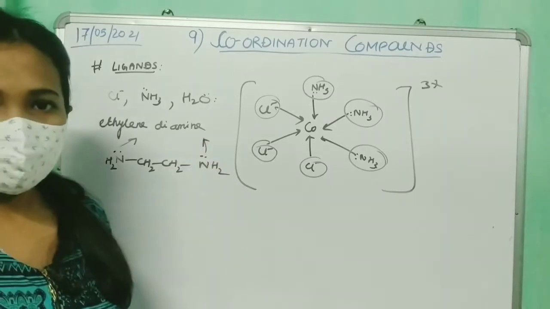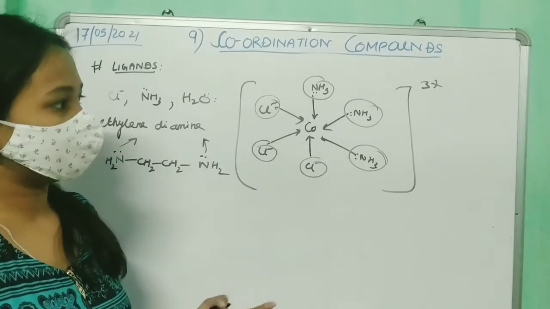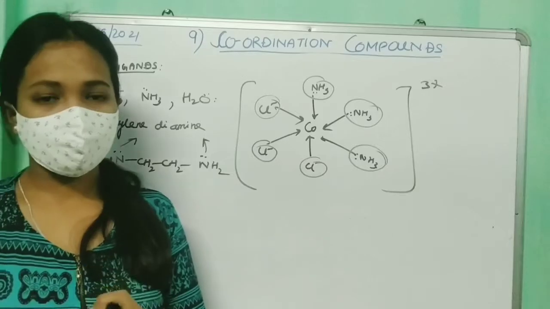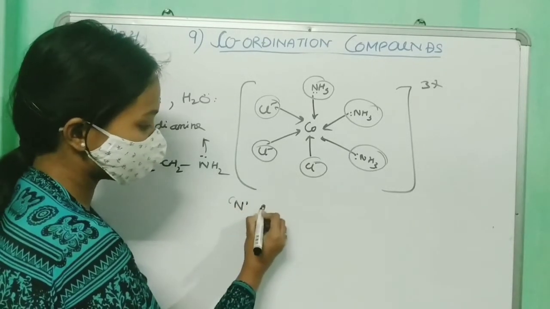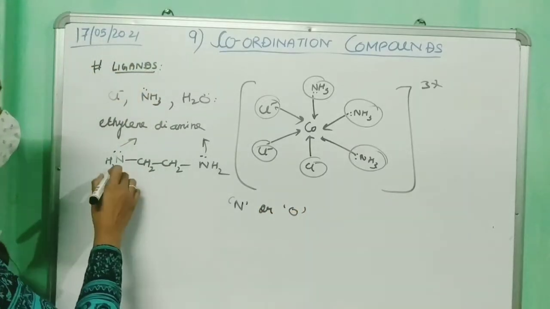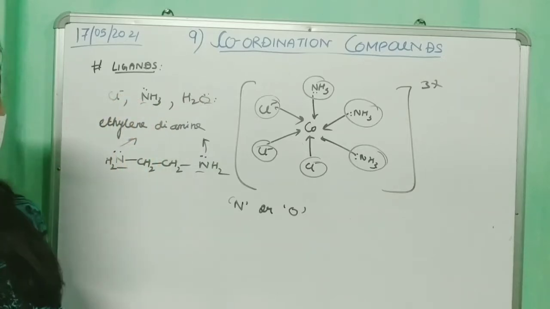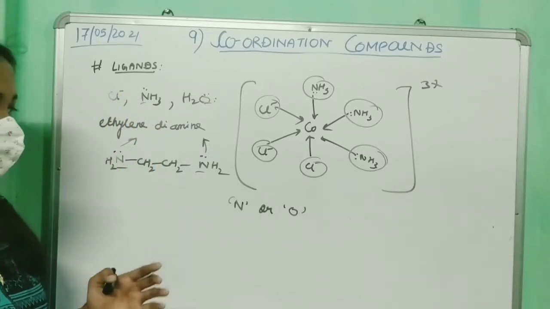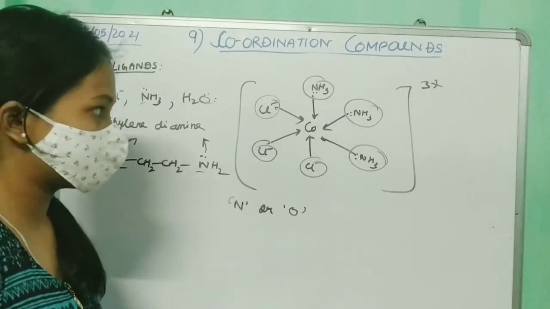One more thing guys, for the ligands that donate a pair of electrons to the central metal ion, the donating atom, or donor atom, will mostly be either nitrogen or oxygen. As you can see in ethylene diamine the donor atom is nitrogen, similarly in water it is oxygen, in ammonia it is nitrogen, right? So mostly you can see the donor atoms to be either nitrogen or oxygen.